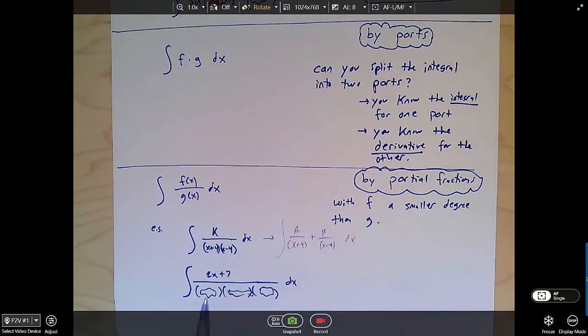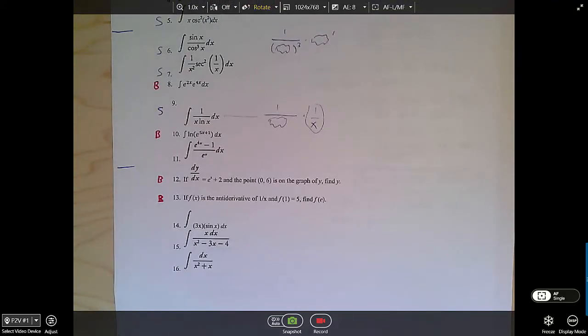The thing to be careful of here is you want to double check whether it's not going to be easier to do by substitution, or whether you can simplify it before you start, so that you don't actually need to decompose into partial fractions. So look back at your list here and decide which ones you think you can do with integration by parts and which by partial fractions.